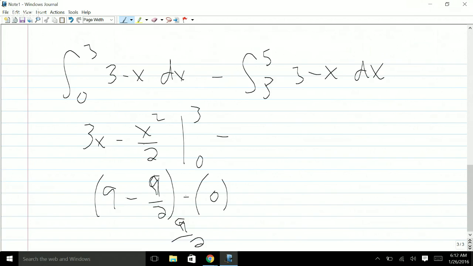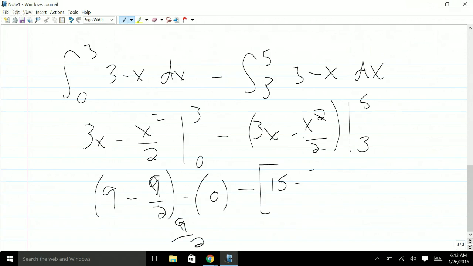And then this one, it's the same, but we're evaluating now from 3 to 5. Notice that I'm keeping the subtraction sign here all the way through, being nice and organized. So I'm going to plug 5 in. I get 15 minus 25 over 2 minus, and then I'm going to plug the 3 in, 9 minus 9 over 2 again.